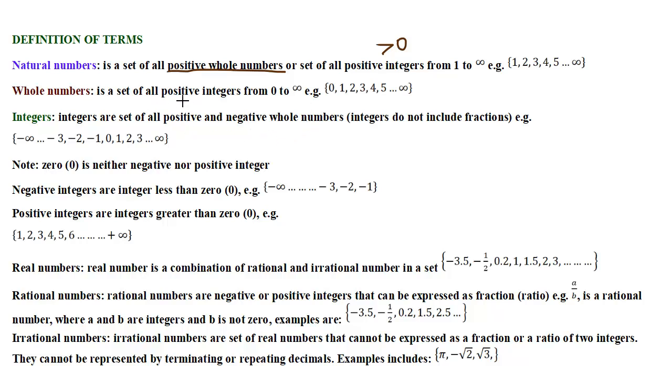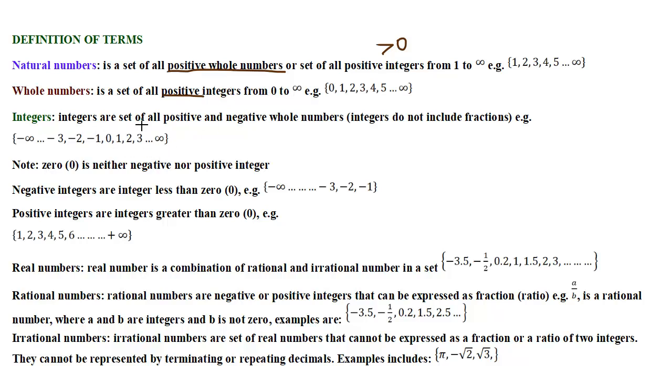Then we have the whole numbers. Whole numbers are the set of positive integers starting from 0. The difference between natural numbers and whole numbers is that natural numbers are positive integers greater than 0, while whole numbers are integers that start from 0 till infinity. So they are all positive as well. We don't have negative whole numbers. In reality, they are the set of all positive integers from 0.